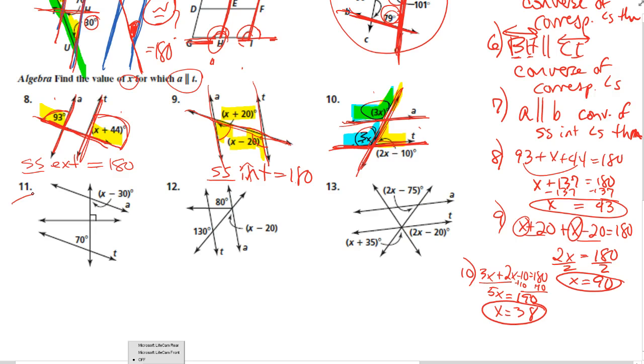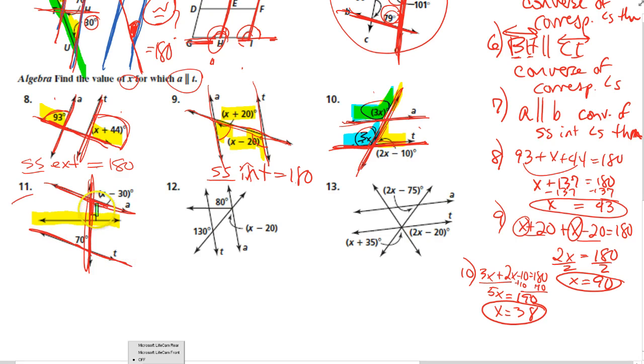We've got x minus 30 over here, and we've got a 70-degree angle here. Do you know why they put this angle in here? That's right, to confuse you. Okay, so we can ignore that one. So now, here's my transversal. Here are the two lines that I need to make parallel.